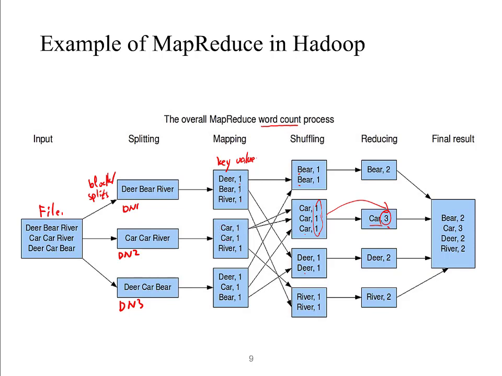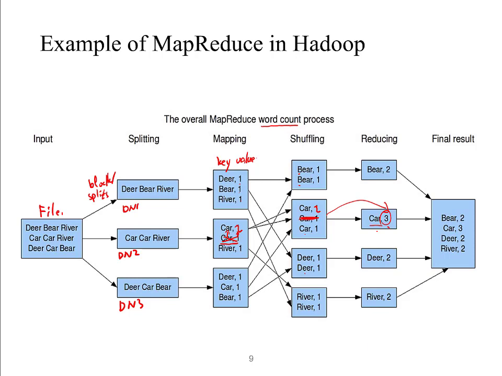So for the combiner, it will combine this key value pair with the first one. So here it should be 2, and this will not exist anymore, and it will affect the shuffling procedure as well. So here you would have car 2 for one record, and another car 1 is from here, right? And then you do the reducing.